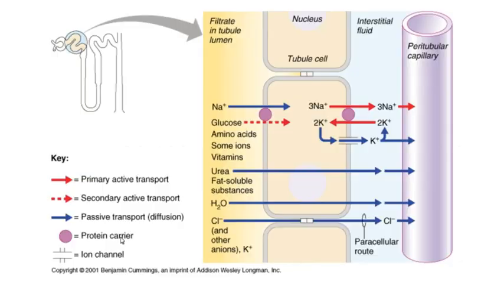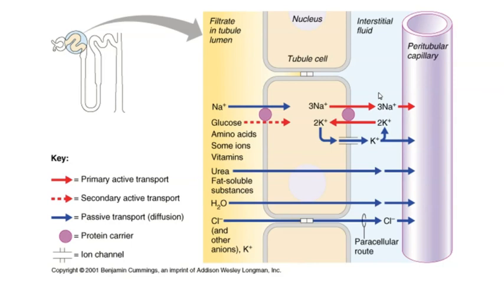So looking at a diagram of this once again, I'll go ahead and circle this in green here for you. The sodium-potassium pumps are located at the basolateral membrane, and so they promote the pumping of sodium out of the tubule cells and into the paratubular capillaries here.